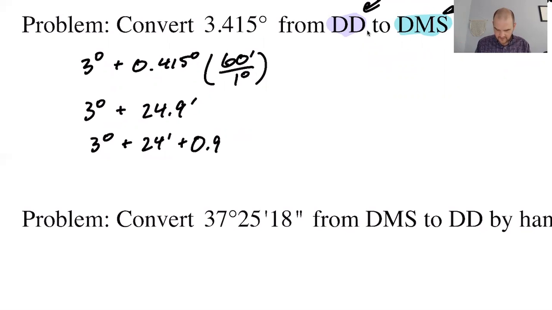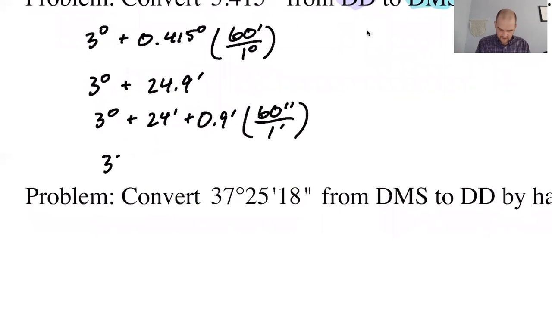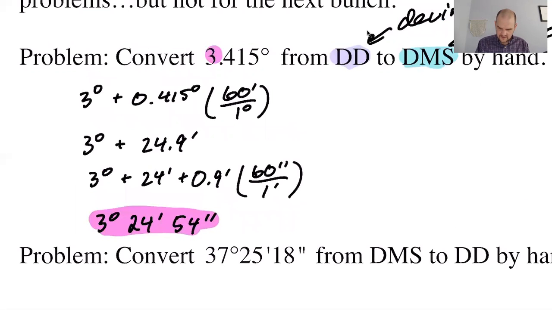All right, so 0.9 minutes, we've got to convert that into seconds. So to convert that into seconds, we'll say there are 60 seconds in any 1 minute. And then this will give us 3 degrees, 24 minutes, and then this is 54 seconds. So this is our final answer. So this is equivalent to this. So one is written in decimal degrees, one is written in degrees, minutes, seconds.